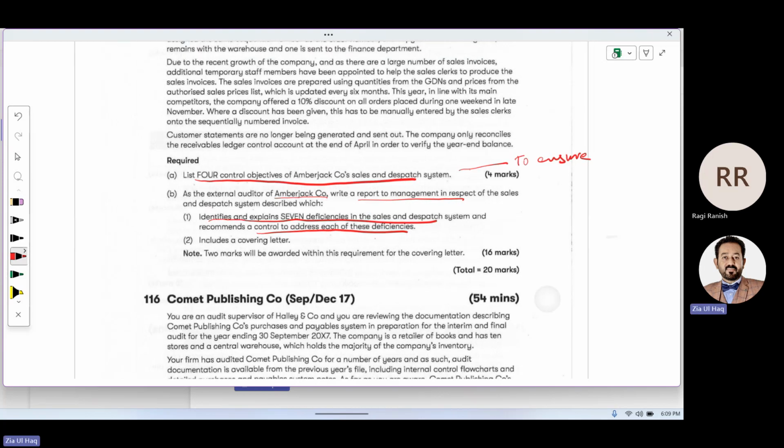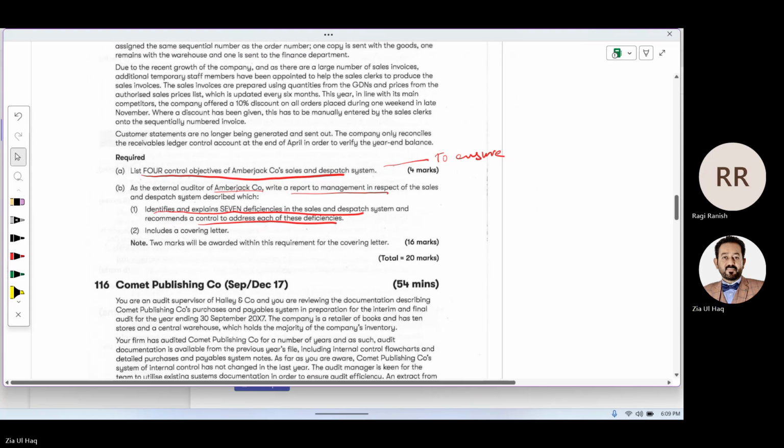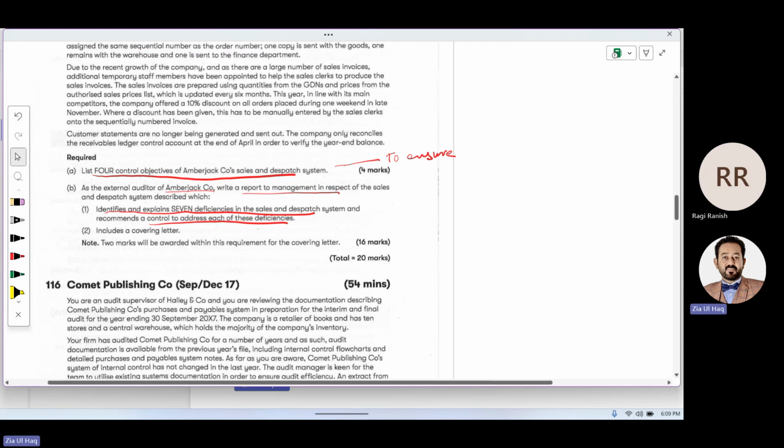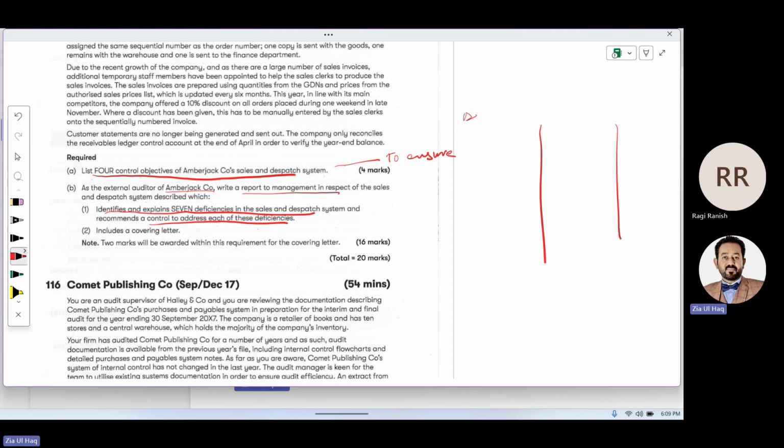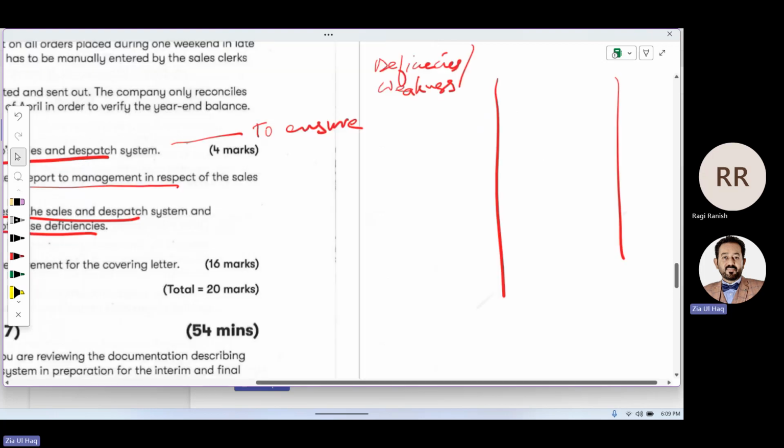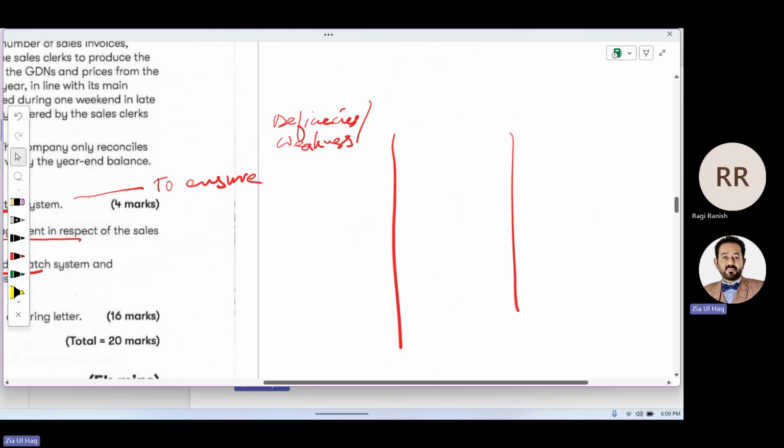This question is asked in either 1 requirement, 2 requirements, or 3 requirements. We need to highlight the deficiencies, weaknesses. Deficiencies are also called weaknesses. Along with the deficiency and weakness, we need to provide the implication, what could be the problem for the company if the company is not following this control.